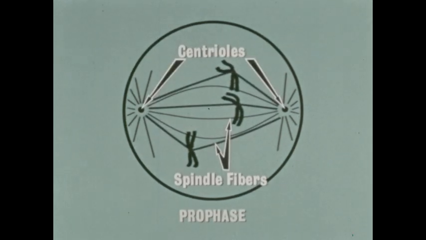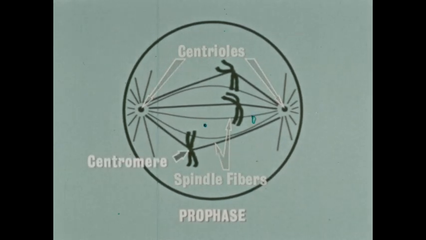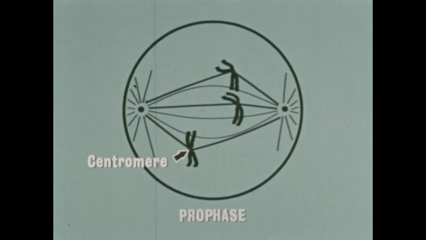The centrioles, with their spindle fibers, have moved to positions called poles of the cell on opposite sides of the nucleus. The spindle fibers are now attached to the centromeres of the chromatids.